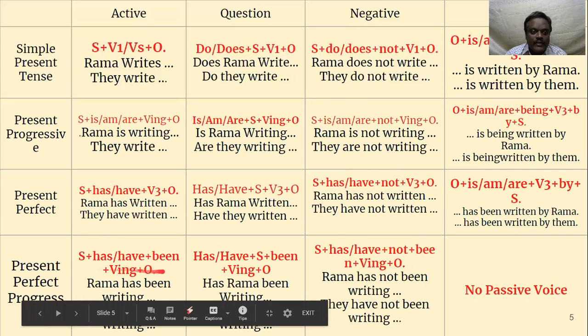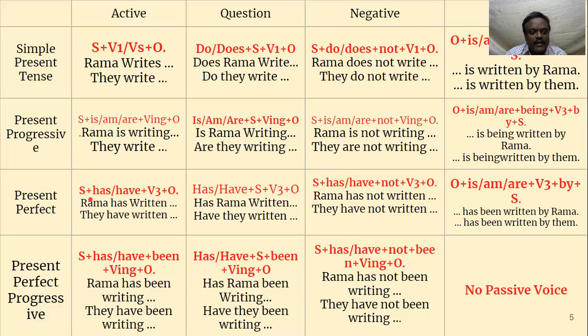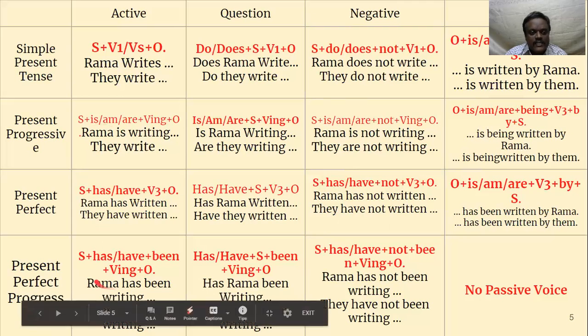Then present perfect progressive. The structure is subject plus has or have plus been plus verb be form plus object. So let us see here. Have form will be there. Then we have to use been in between and the verb ing form. So progressive means ing form will be there. Present progressive we have ing form. Present perfect progressive also we have ing form. And in the present perfect we have have form. So we can say that this is a combination of present progressive and present perfect. So the structure is have form plus been plus verb ing form.